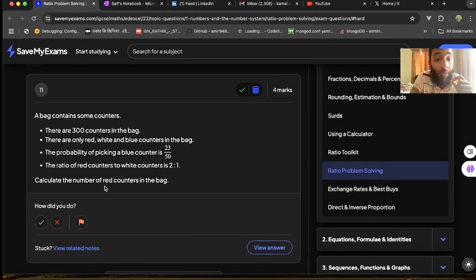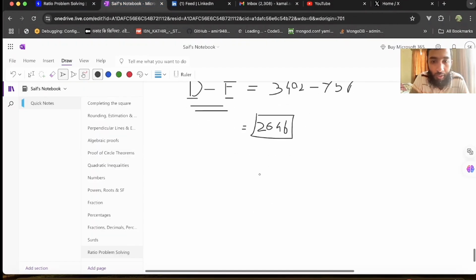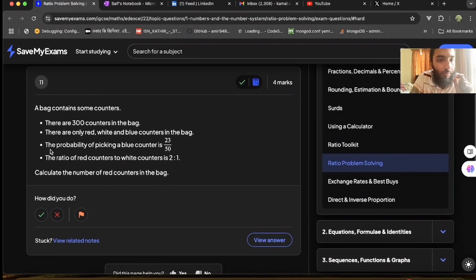So calculate the number of red counters in the bag. So let's try this problem. It says the total number of counters in the bag is what? 300. So this is the total. Okay. So now the second information is there's only red, white and blue counters.